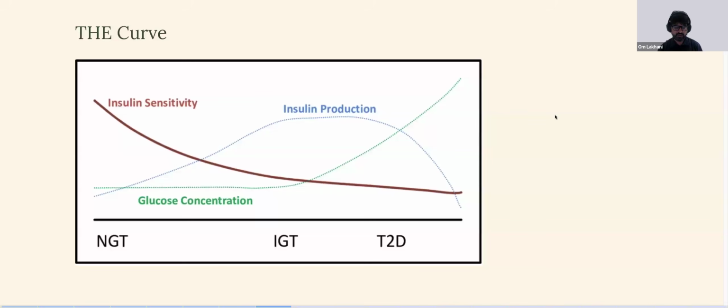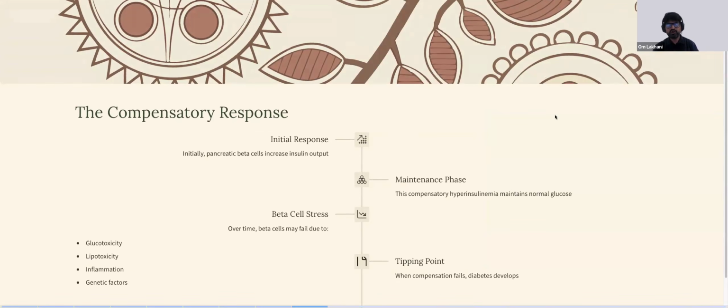Okay, so this we talked about. There is a compensatory phase, and then there's a tipping point at which the insulin production cannot match the insulin resistance, and at that point of time, you develop hyperglycemia. Now, if you understand this concept, trust me, you have understood type 2 diabetes. So I'm repeating this concept again.